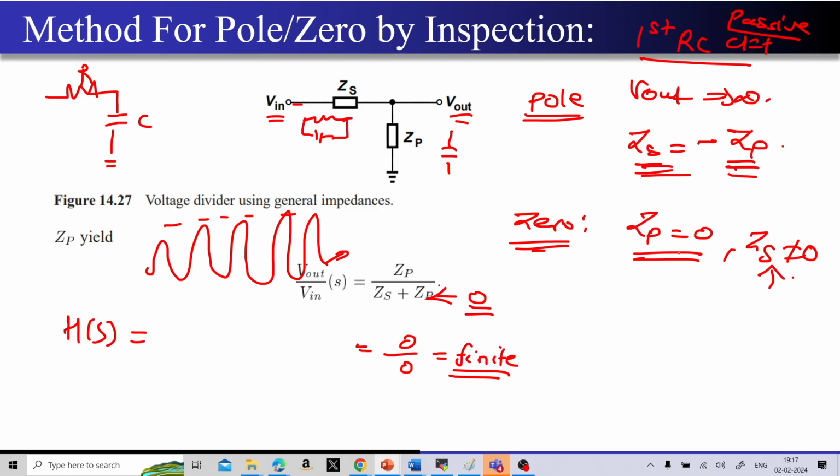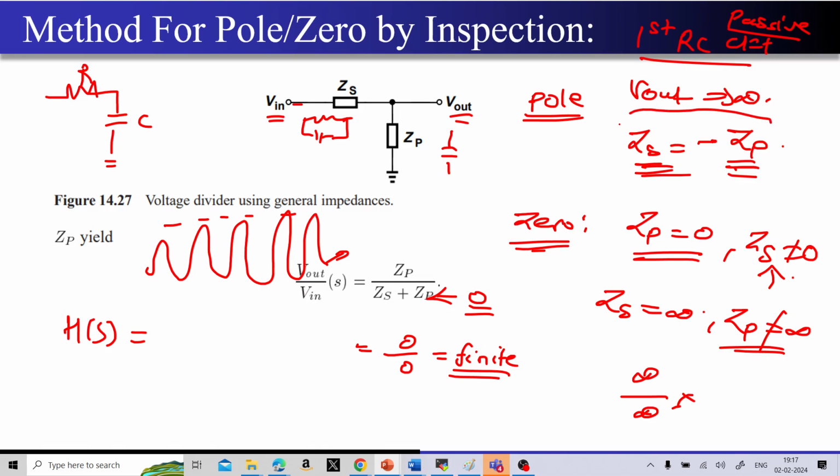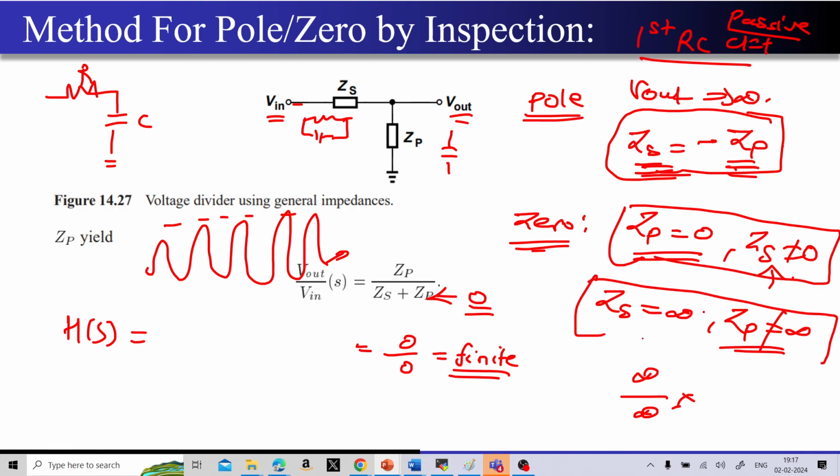Yeah. So now we put this condition. Another condition you can put is ZS equal to infinity, so that this term becomes 0. But at the same time, this other term should not be infinity, correct? It should not be infinity, or else again I will have an infinity upon infinity form, and I don't want that to happen. So just remember these three conditions for finding the zeros. And for finding the poles, we will try to enforce these two conditions, right? I will also tell you some tricks as we solve the questions. So just remember these conditions as of now.